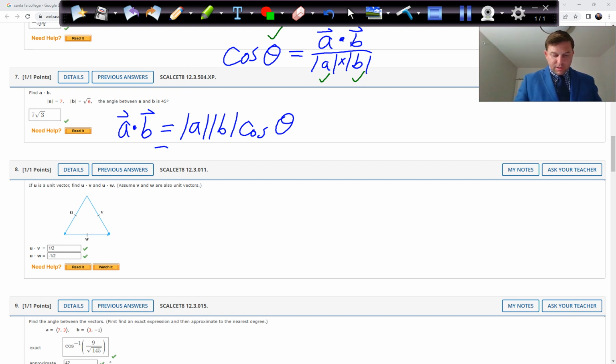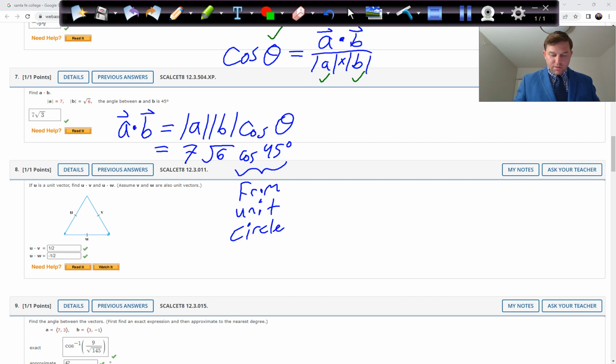So we just have to plug in our numbers. Magnitude of A is 7, magnitude of B is root 6, and the angle is 45 degrees. Now this, from unit circle, because your calculator probably won't give this to you in exact form, so if you go to unit circle from our trig memories, and you look up 45 degrees, you will see that cosine is root 2 over 2.